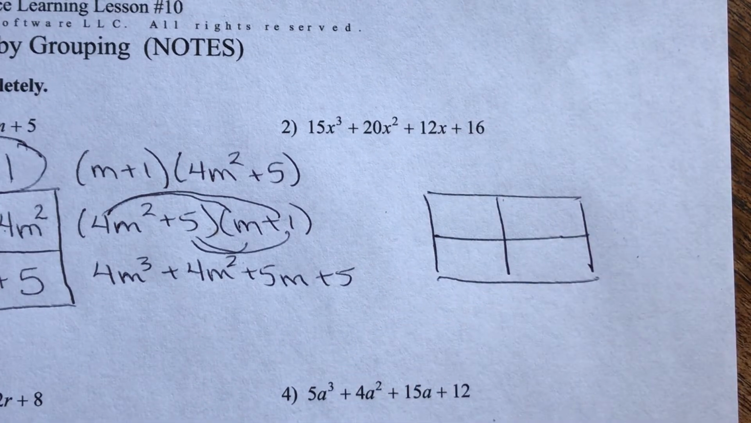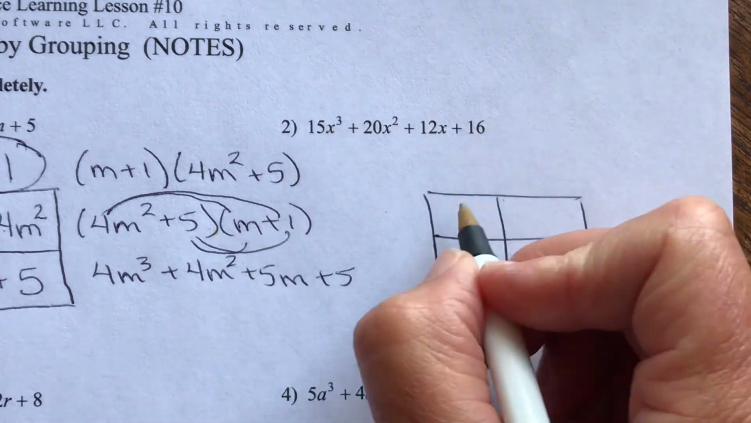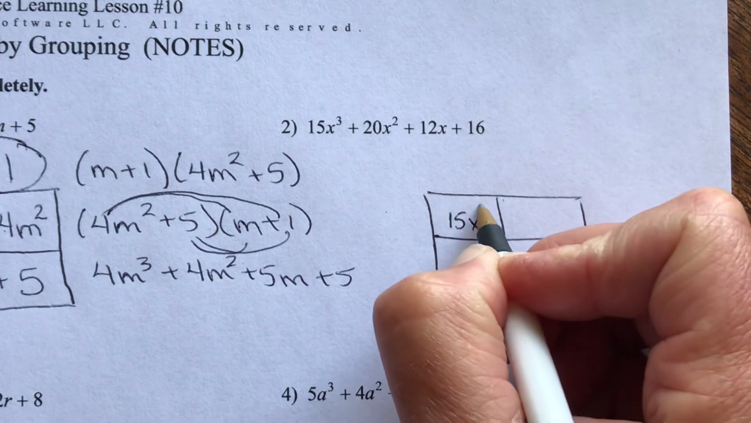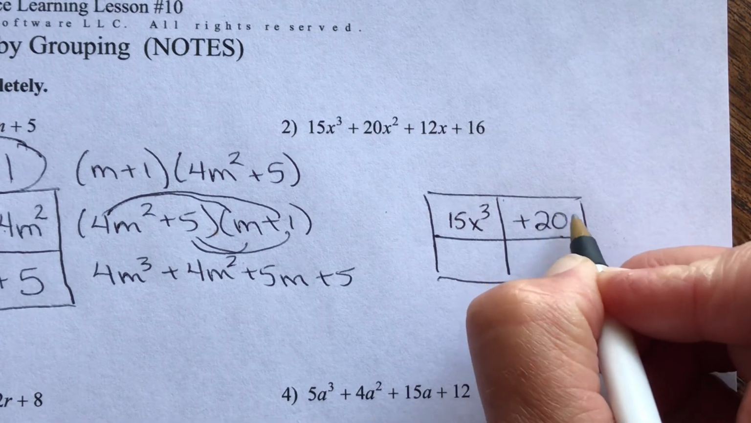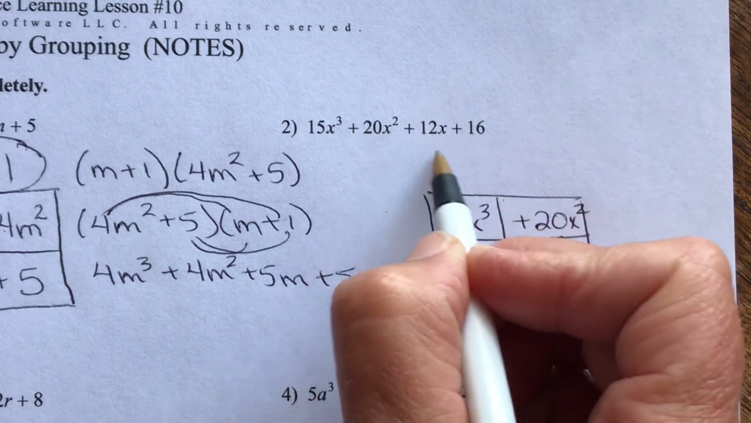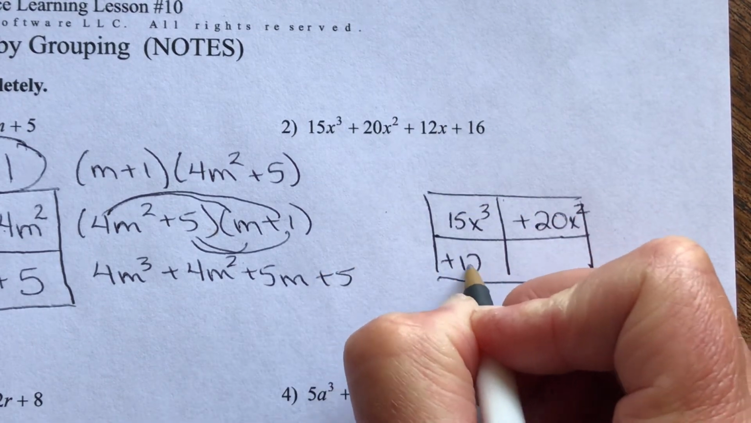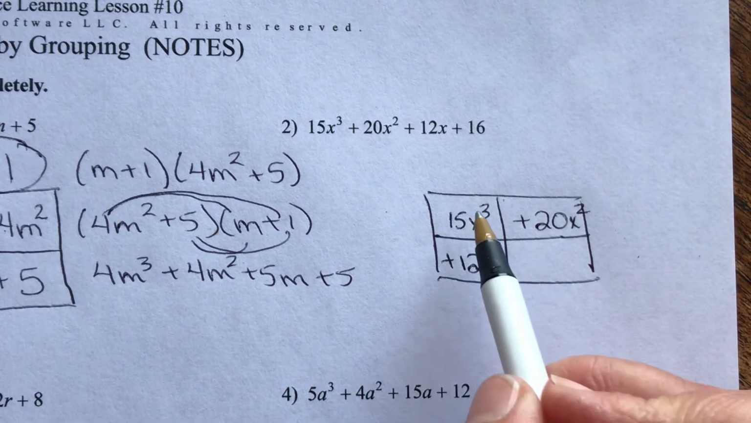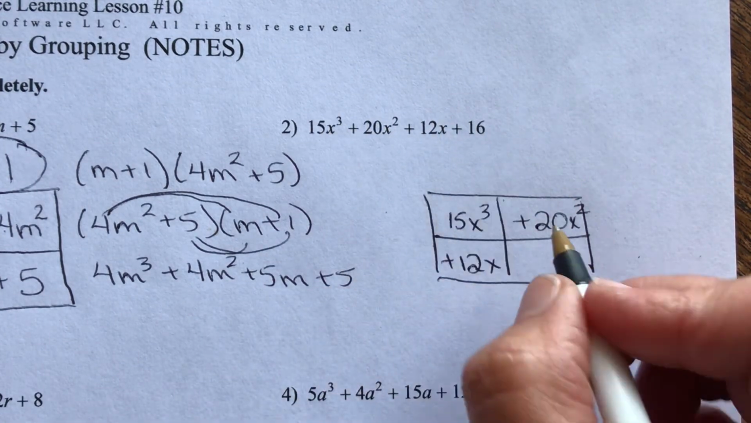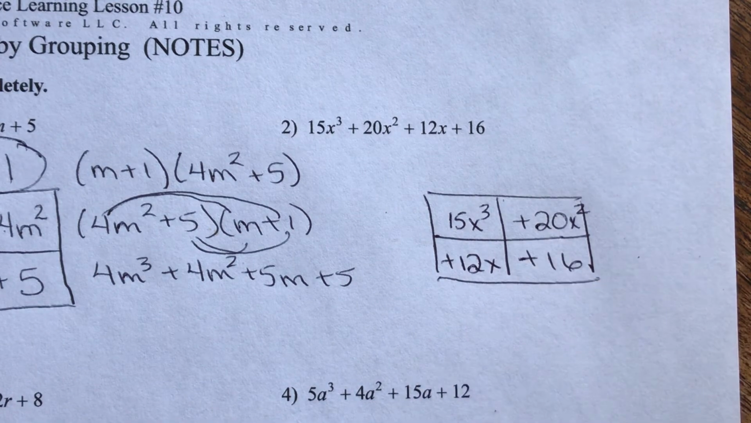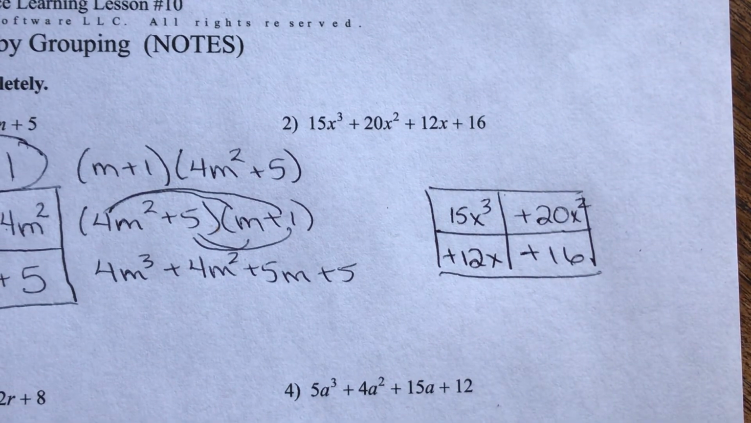Let's place our 4 terms in the square. So that first term goes first. That second term, including the sign, goes in the second box. That third term goes in this third box. And yes, it has to be this order. 1, 2, 3, and 4. And here we go. So we're going to find the greatest common factor of each row and each column.